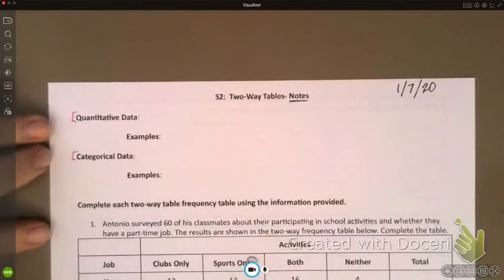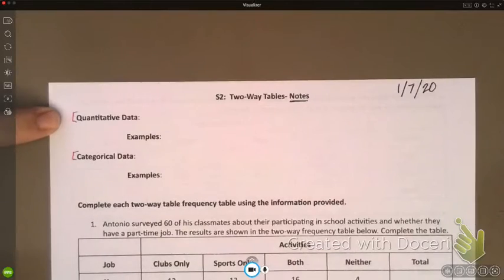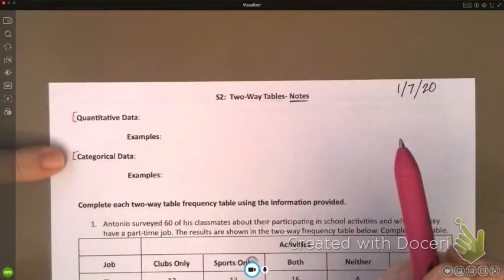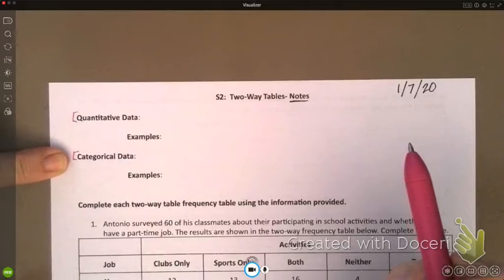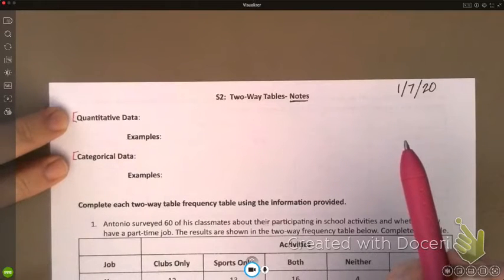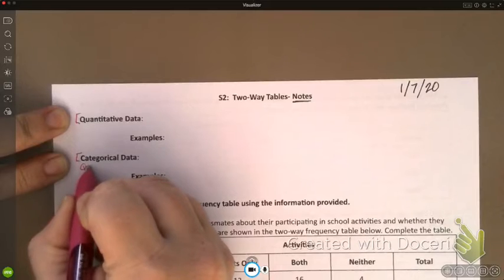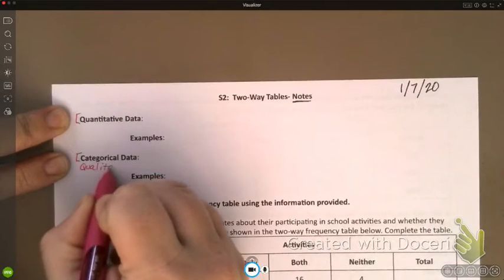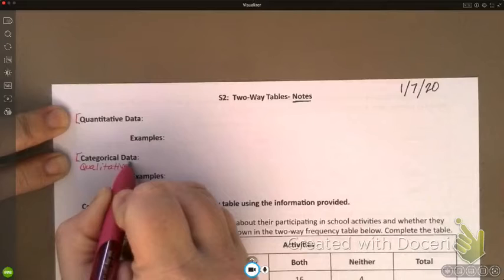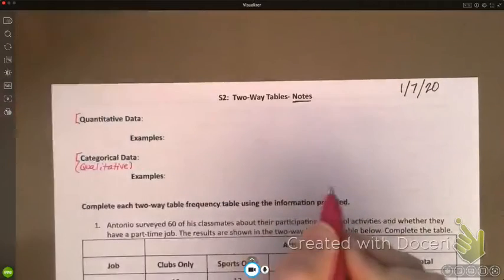So, 2 types of data that you can receive if you want to do a study of something. There is quantitative data. There is categorical data. Does anyone know the difference between quantitative and categorical? By the way, categorical is sometimes also known as qualitative. I know that's kind of small, isn't it? Do you need me to zoom in?